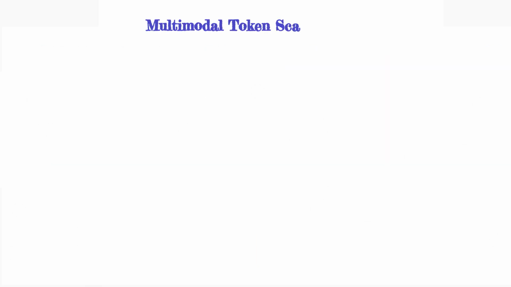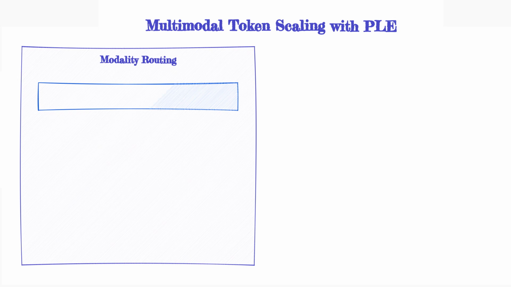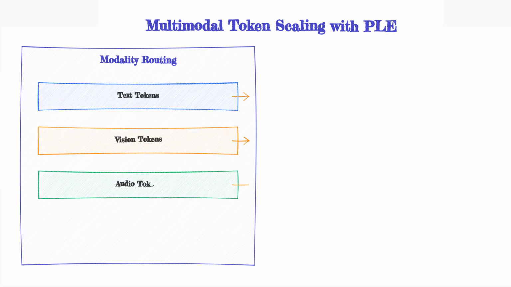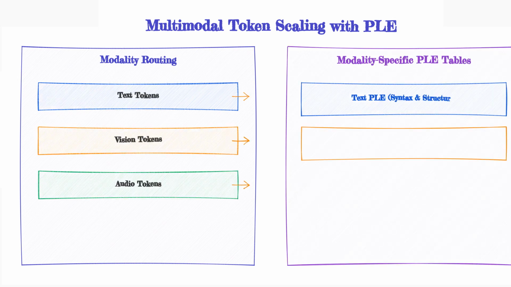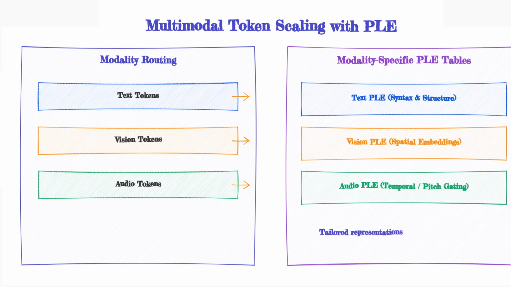Gemma 4e2b is a natively multimodal model, capable of processing text, images, and audio. PLE plays a major role in scaling this multimodality. When processing diverse modalities, the vocabulary size grows significantly as we add specialized visual and audio tokens. In standard architectures, this would result in a massive expansion of the input embedding table, worsening the idle parameter problem.